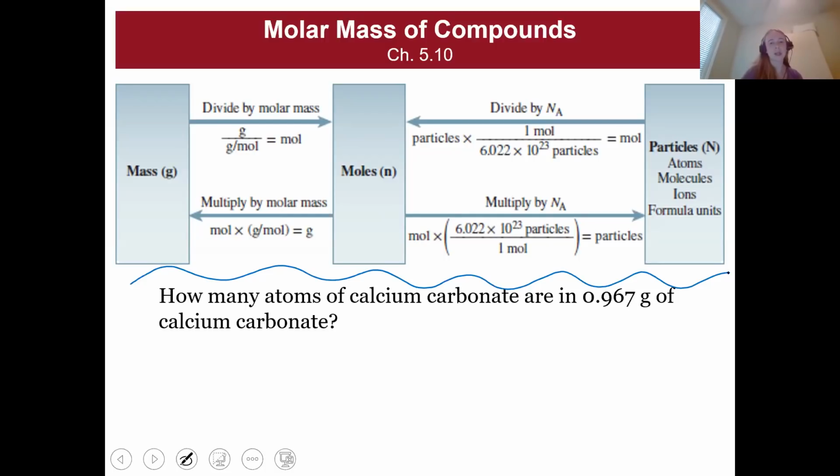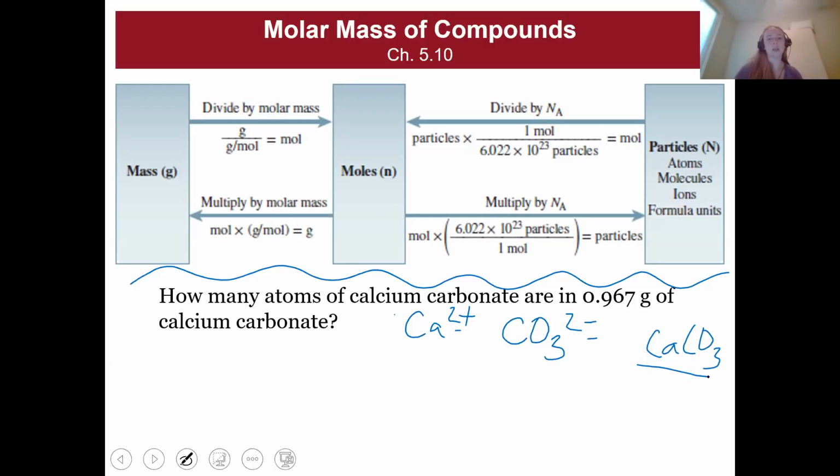How many atoms of calcium carbonate are in 0.967 grams of calcium carbonate? So I'll give you some hints. Calcium carbonate, calcium is our 2+ ion because it's in group 2. Carbonate is one of our polyatomic ions you need to remember. It's CO3, 2-. So we've got +2 and -2, so we can combine them into calcium carbonate without any subscripts. So that's our formula for calcium carbonate.